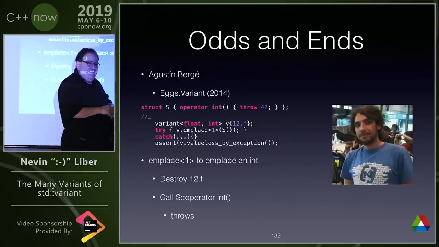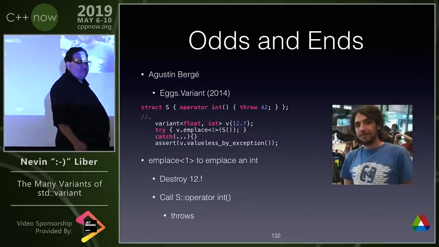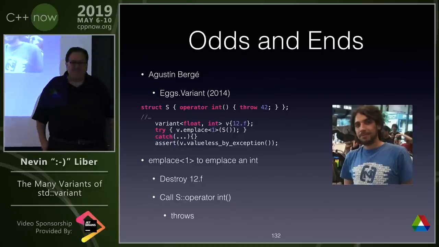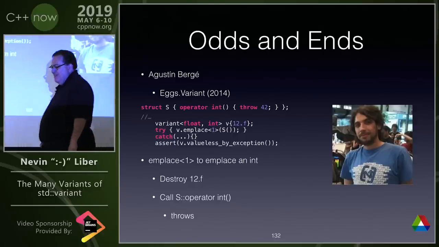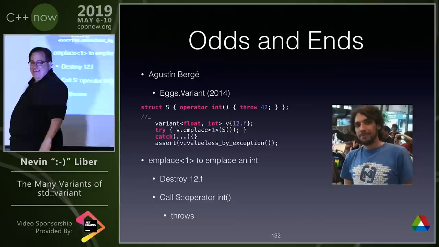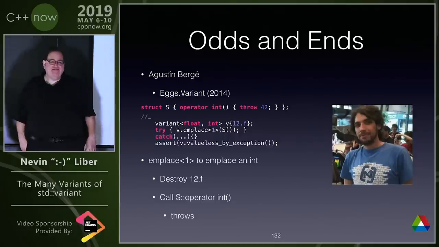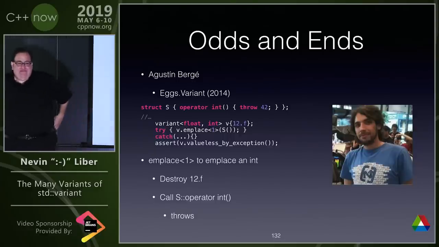So there is some overhead associated with valueless by exception in visit. At least in libc++, there's a check at the beginning where it looks at all the passed variants and throws, because it has to throw. Yeah.